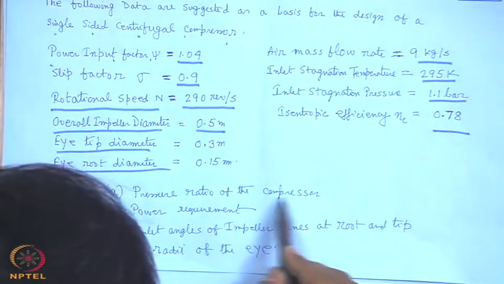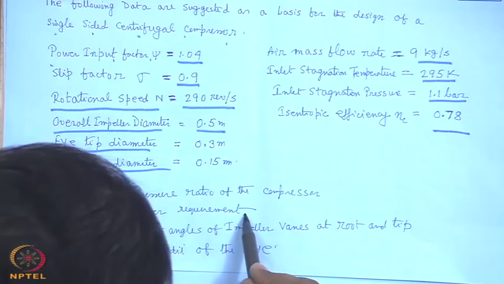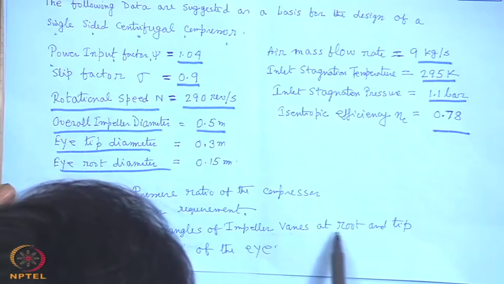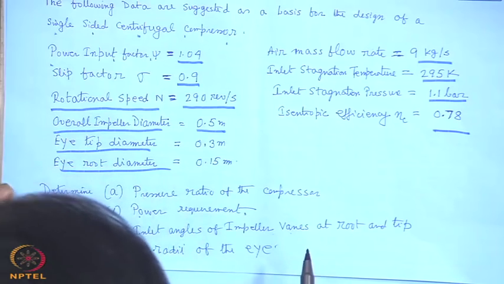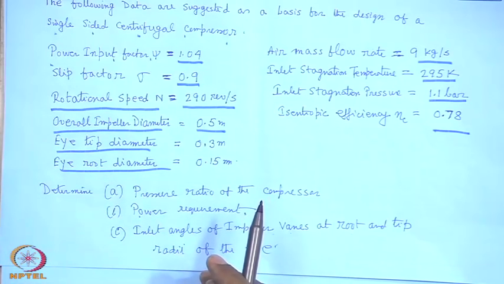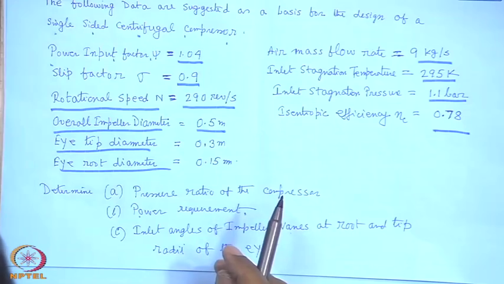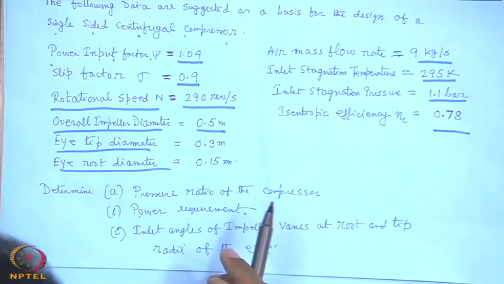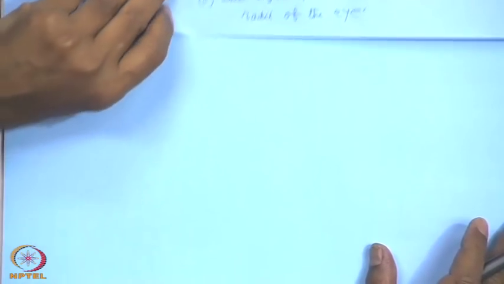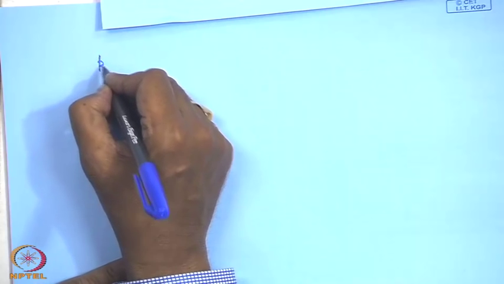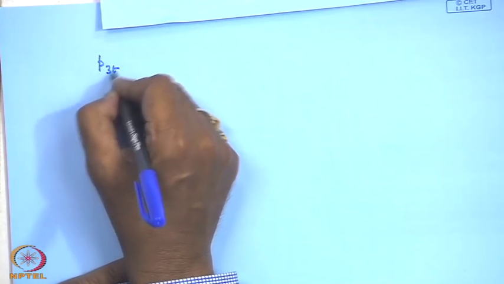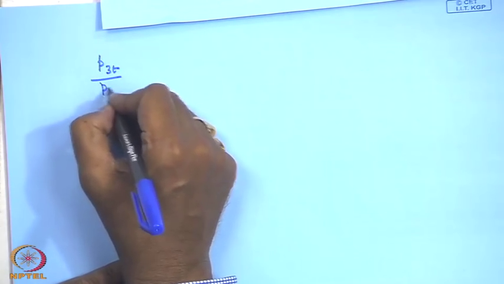Determine the pressure ratio of the compressor, the power requirement, and the inlet angles of impeller vanes at root and tip radius of the eye. Now, let us find out the most simple thing, the pressure ratio. How to find out the pressure ratio? Let us again write the pressure ratio formula: P3T by P1T.